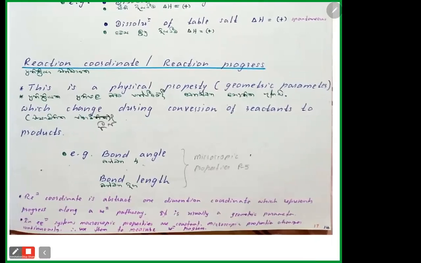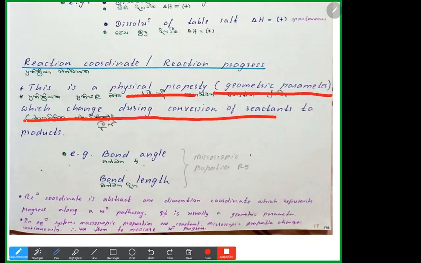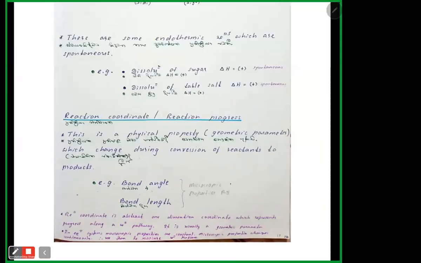Here I'm explaining what this reaction coordinate or reaction progress is. It is any physical property or geometric parameter which changes during conversion of reactants to product. Examples, these are actually microscopic properties, bond angles and bond lengths.